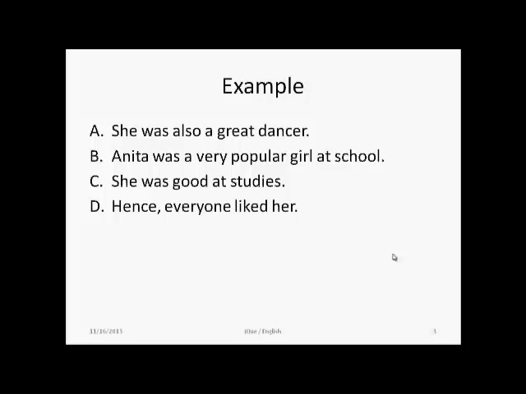So we are left with statements A and C. If we take a look at these two statements, she was also a great dancer implies that there is some other quality which has already been described before, which means statement C, she was good at studies, must come before statement A, she was also a great dancer. So if we read out these sentences in this format, Anita was a very popular girl at school, she was good at studies, she was also a great dancer, hence everyone liked her, then we do get a coherent passage.